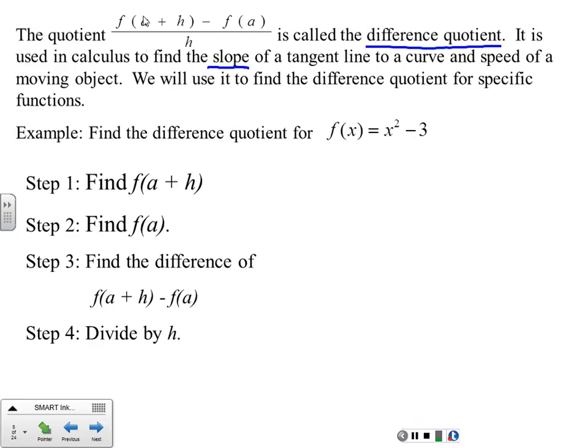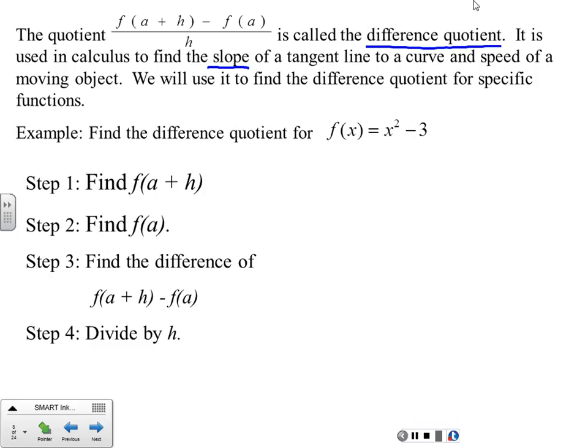Okay? You have to find your function if I plug in A plus H. You have to find your function if I plug in A. Then you have to subtract the 2 polynomials. And then you have to divide by H. A lot of algebra. A whole lot of algebra. Let's try it. So, step number 1, let's find F of A plus H.